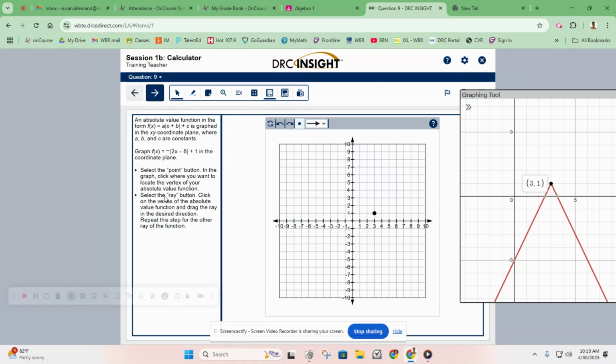This next step is to select the ray button, click from the vertex and drag it to where you want it to be. I'm going to do the left side first. So I'm going to select the line, the little ray, solid line extension. I'm going to click on the vertex and I want to go to 0, -5. Right there, when I release the button, it draws my line.